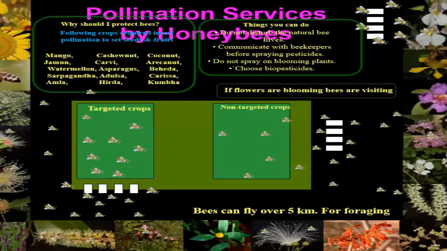Amazingly we get this pollination services by honeybees. Honeybees are another very, very important group of insects which plays a very important role in the pollination biology. Almost 60% of pollination is carried out by honeybees. They travel right from a few meters to 5 kilometers for foraging. You should know the way the honeybees are taking their role in the pollination.